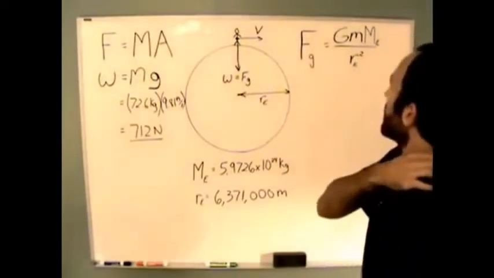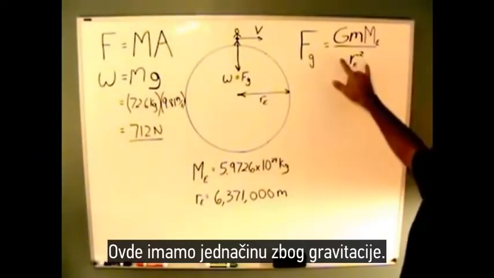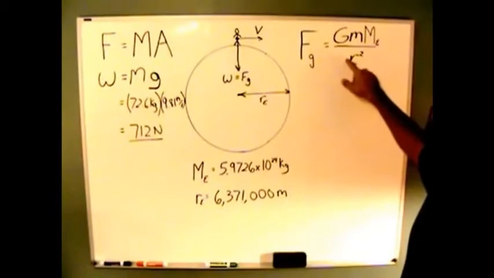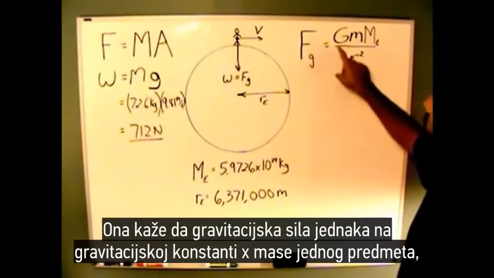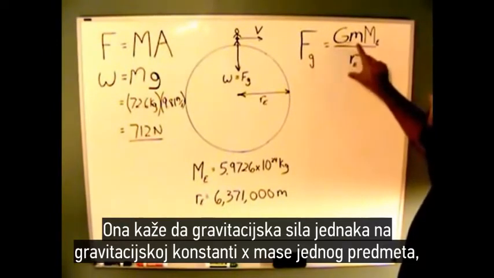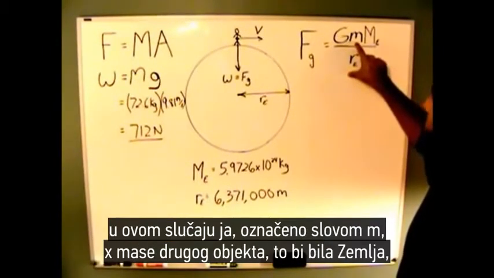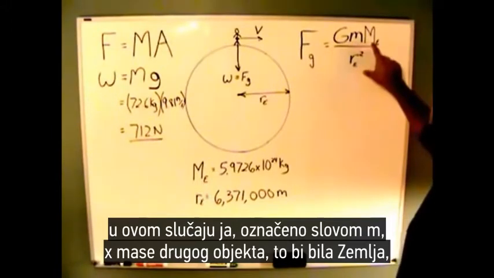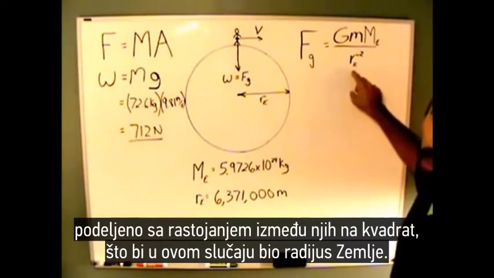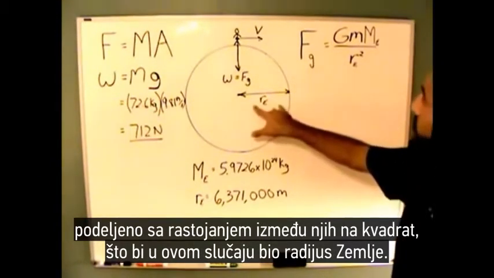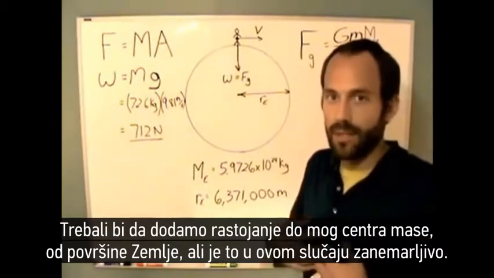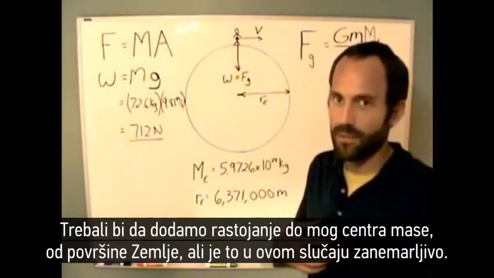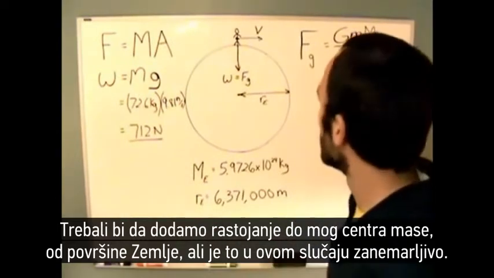So, over here, we have the equation due to gravity. Okay. And that says that the force of gravity is equal to the gravitational constant times the mass of one object, in this case me, represented by a little m, times the mass of another object, which would be the Earth, divided by the distance between them squared, which in this case would be the radius of the Earth. Now you should actually add the distance to my center of mass from the Earth's surface, but it's so insignificant that it doesn't really matter.